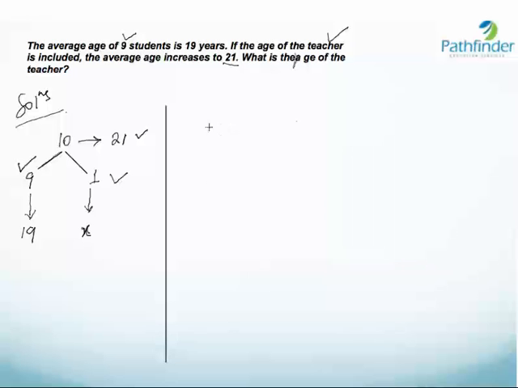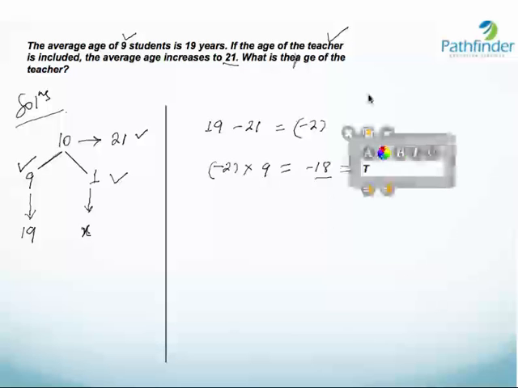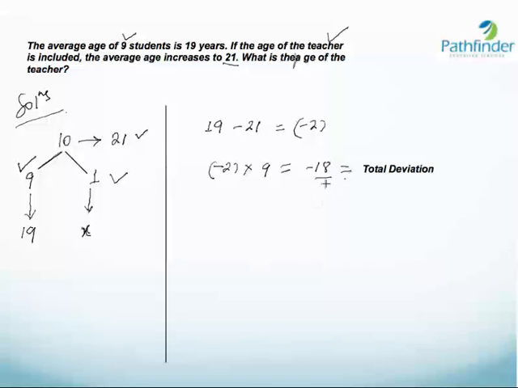What is the deviation on each of the 9 students? The deviation can be calculated by 19 minus 21, that is minus 2. Now this is the deviation on each of the 9 students, but there are 9 students. Therefore, the total deviation can be calculated as minus 2 multiplied by 9, which gives us minus 18.